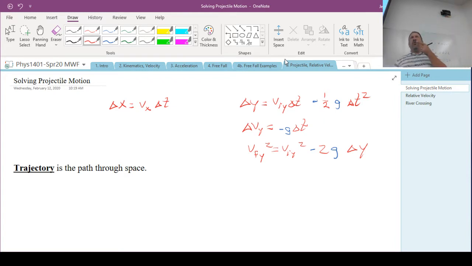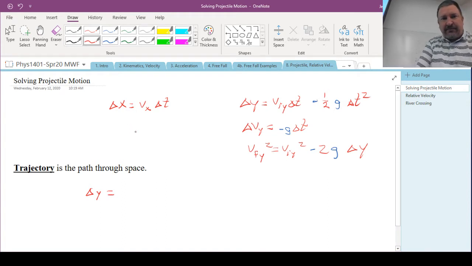So sometimes what we're concerned about is the actual path through space, which you might call the trajectory of a particle. So thinking to something like Angry Birds, where do the dots appear? And for that, we kind of want to know what delta y looks like, but as a function of x instead of time. So what I want to do is eliminate time from the delta y equation by using the information from the delta x equation. So this would tell me that delta t is delta x over v sub x.